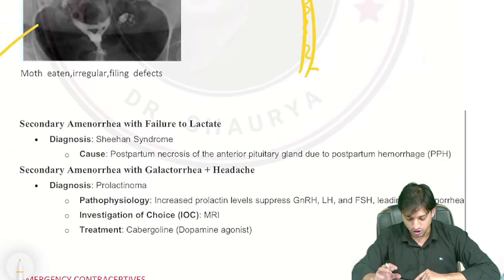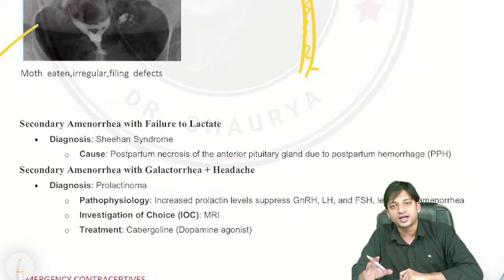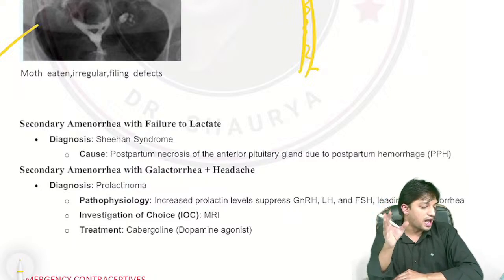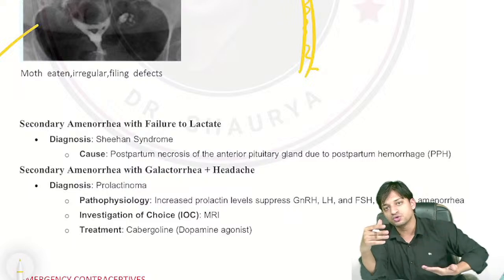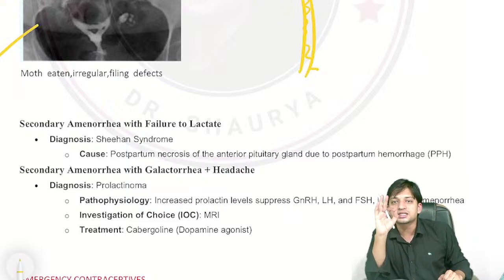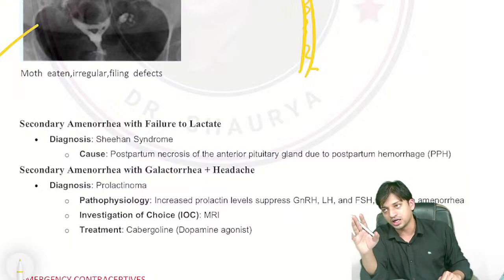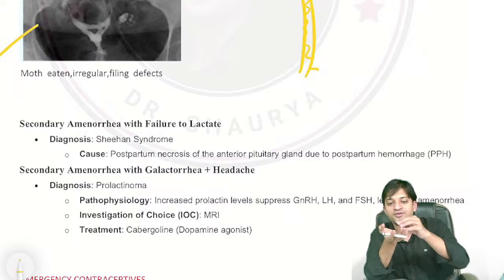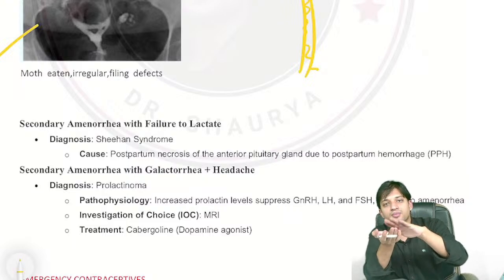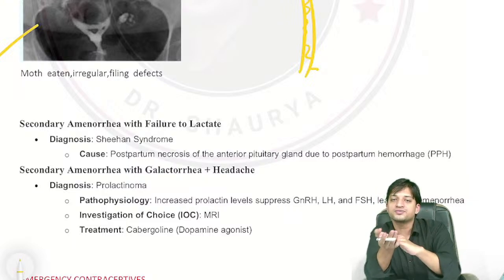Now, if they give you a history of secondary amenorrhea and there is failure of lactation, suppose they give you that the patient was pregnant and she conceived a child. After conception, what happened? She stopped having lactation. What will you suspect? Classical history of Sheehan syndrome or empty sella syndrome. It is a complication of postpartum hemorrhage. After delivery, sometimes females have excessive bleeding. Due to excessive bleeding, there can be decreased blood supply to the pituitary, and there can be necrosis of the pituitary gland. Due to necrosis of the pituitary gland, the sella turcica, or the cavity where the pituitary gland is resting, will appear empty in the radiological scan. That is why it is called empty sella syndrome.